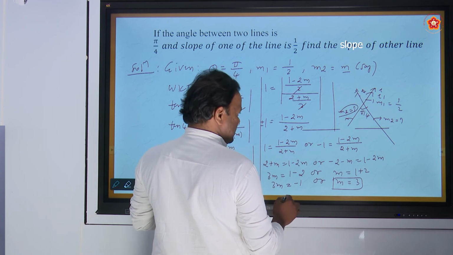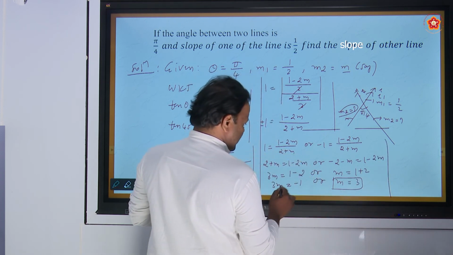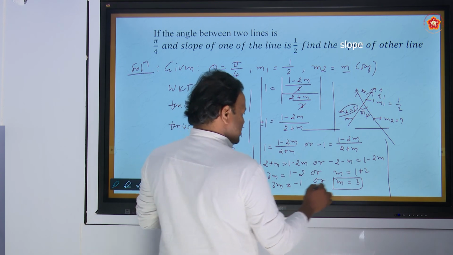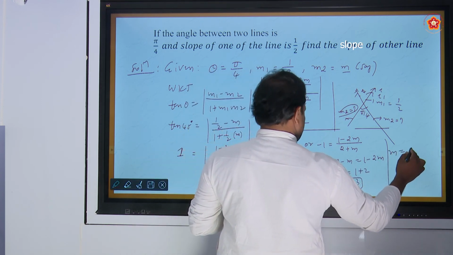What is the one more value of m here? I can write m equal to, if 3m equals minus 1, since 1 minus 2 is minus 1, 3m is equal to minus 1, so m is equal to how much?